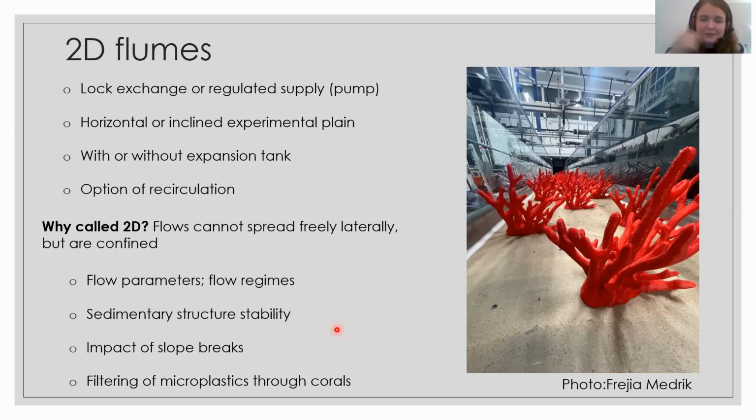Sometimes, if you don't have a recirculating tank, you get the problem that when your flow reaches the end of the flume, it gets reflected. And to avoid that, some of the flumes have an expansion tank, or sometimes a false floor is used. With the use of the false floor, basically the current that would be reflected can reflect underneath the deposits that you create.